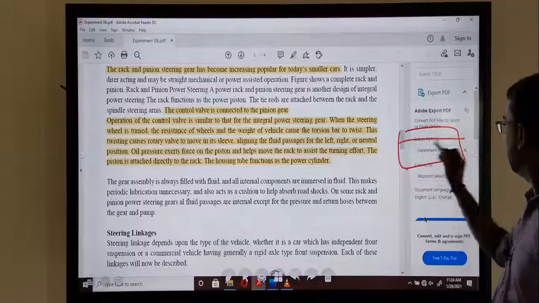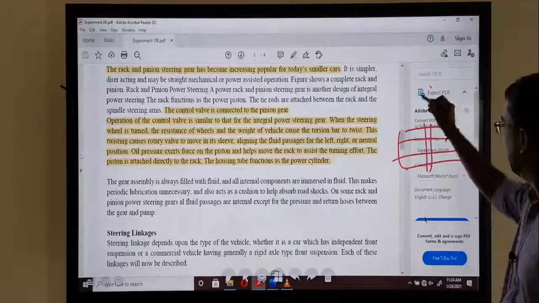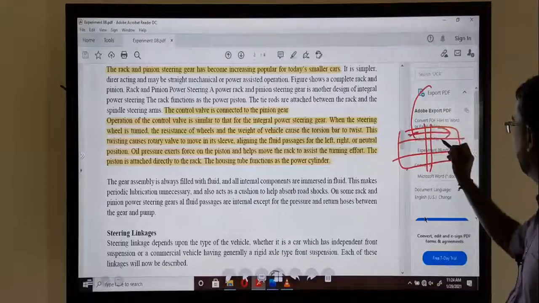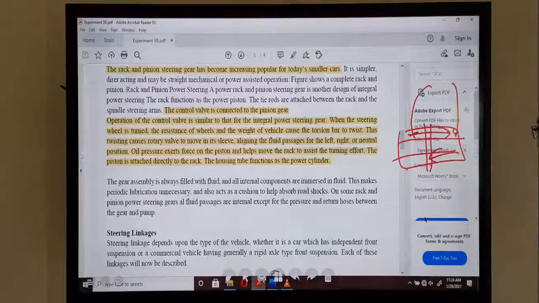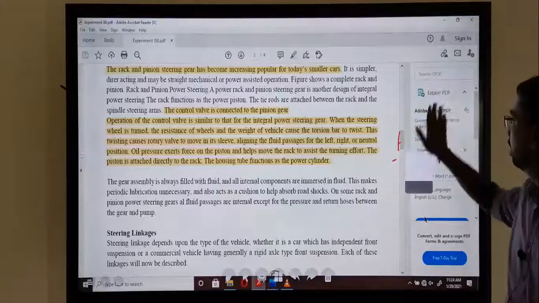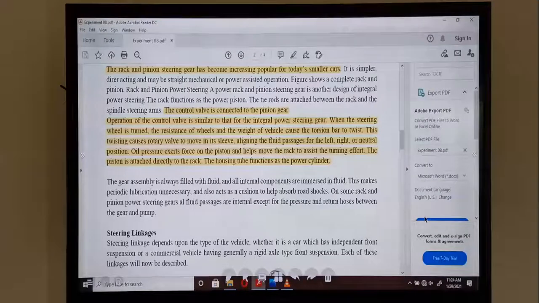Here there is a rack shaft, and here the piston. When this oil is moved, it pushes the piston like this. When oil is moved here, it pushes the piston to the other side. The piston is attached directly to the housing to perform its function.